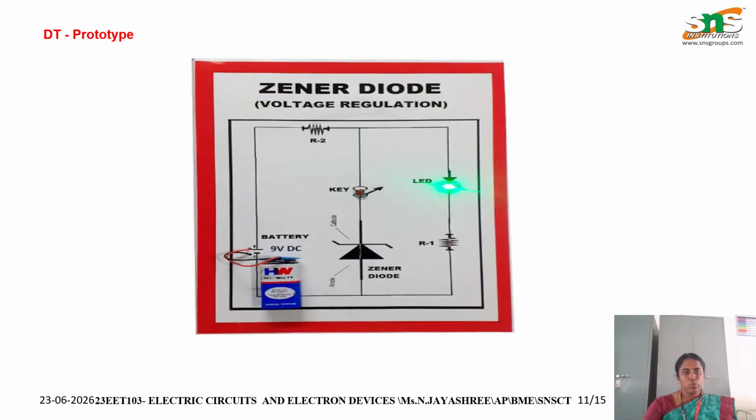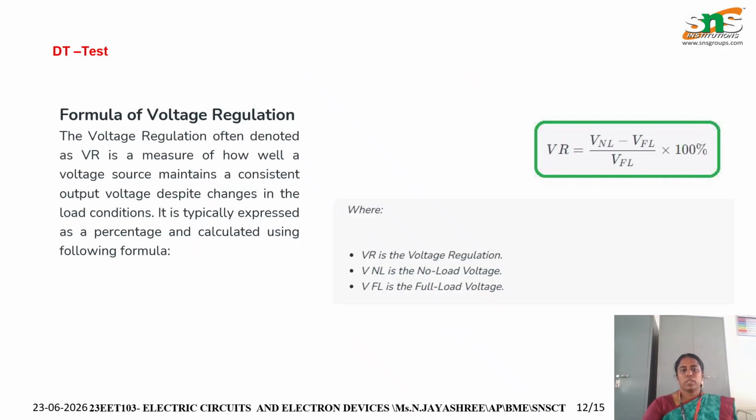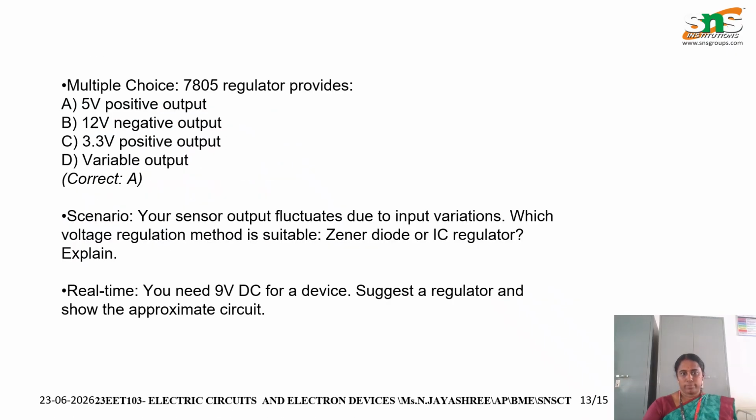Next one is the Zener diode prototype voltage regulator. Here a Zener diode is used, along with a key, a resistor, a battery, an LED and another resistor connected. This has the formula of voltage regulation: VR is equal to (VNL minus VFL) divided by VFL, where VFL is the full load voltage, VNL is the no load voltage and VR is the voltage regulation.